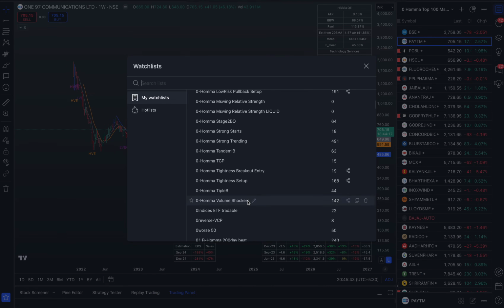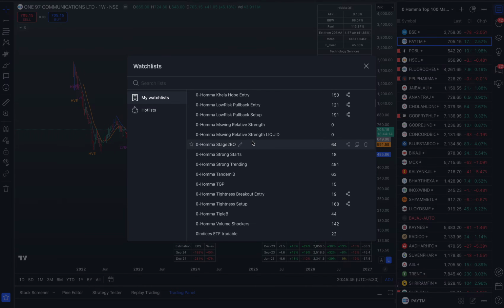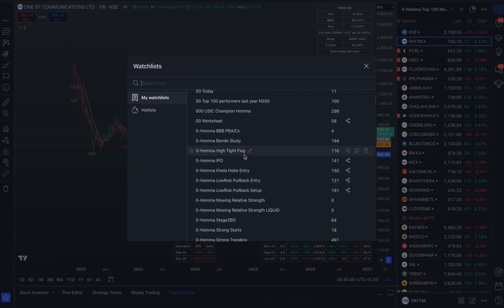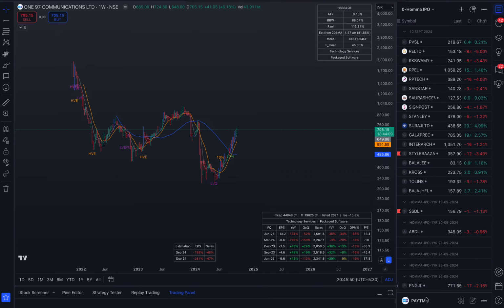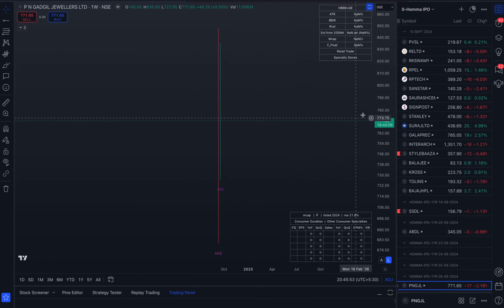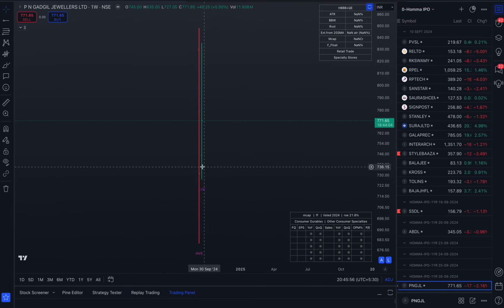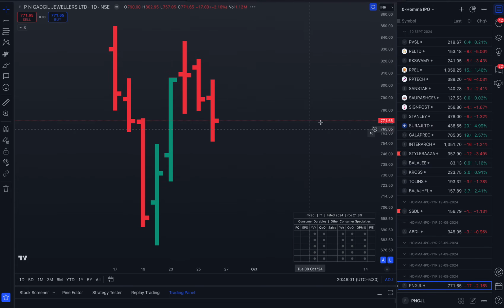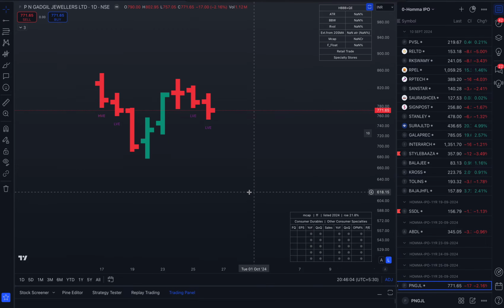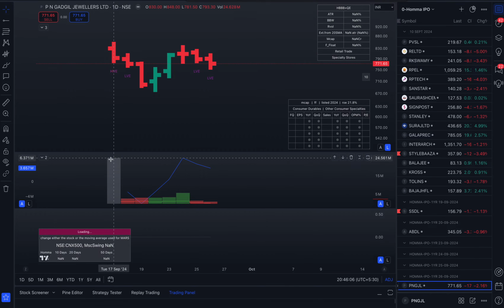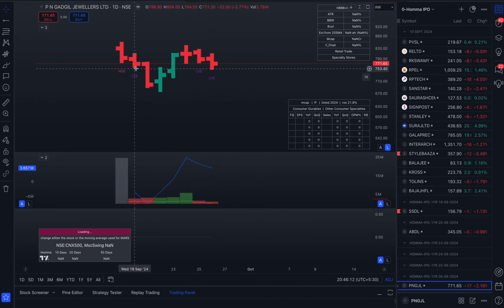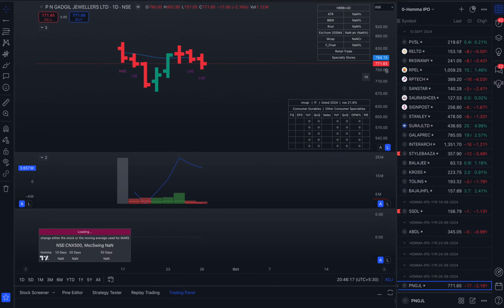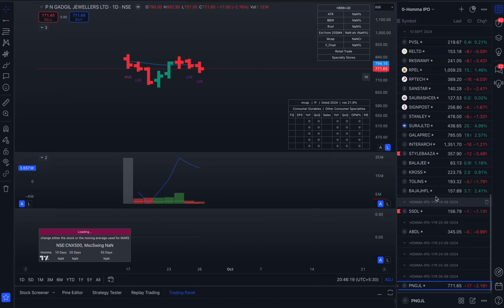Let's look at some more IPO names. So PN Gadgil. Oh, this is weekly. So generally we don't anchor on the day of the IPO. Brian Shannon also says they don't anchor it on the day of the IPO. Maybe the next day you can. But this could also show you, right now this is sort of sideways.